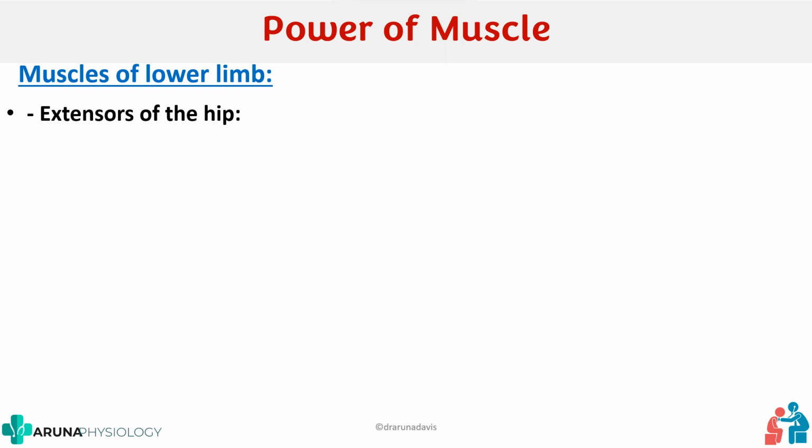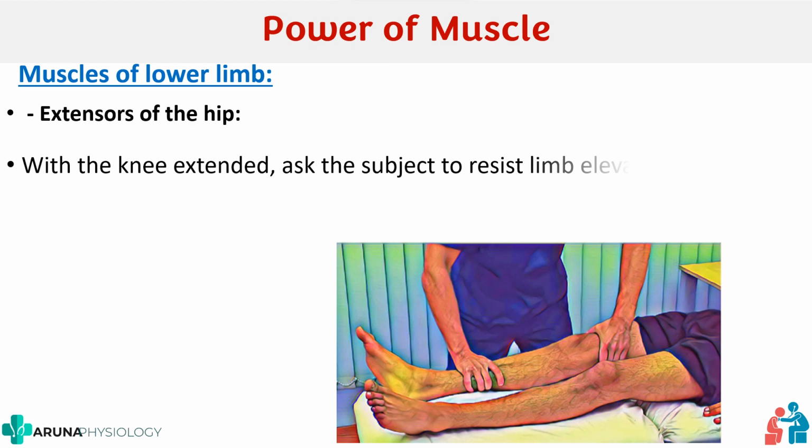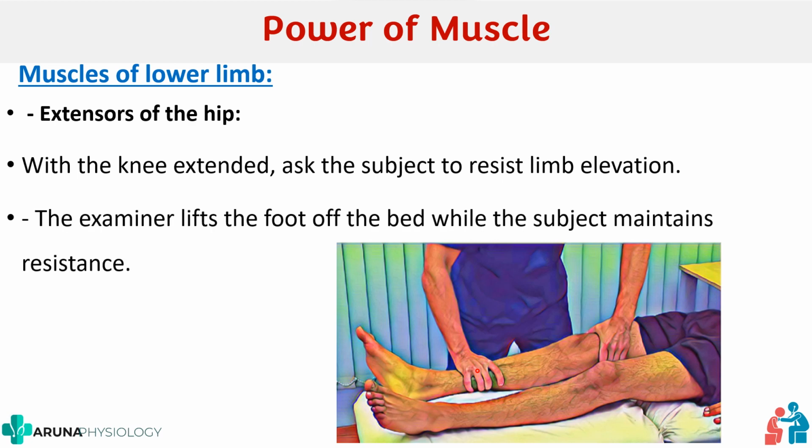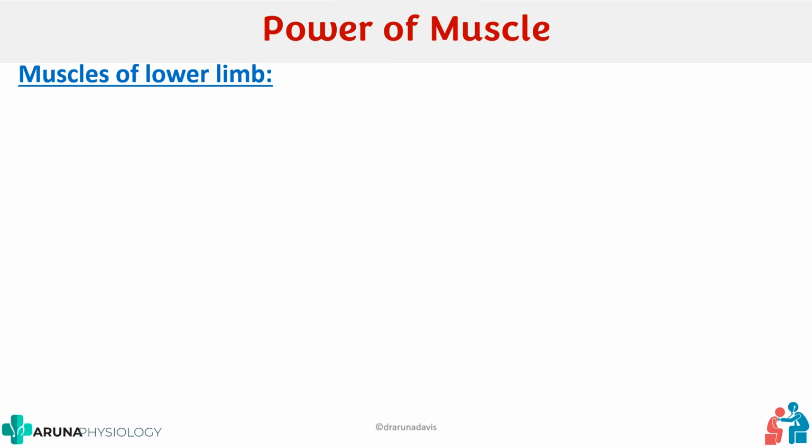So to test for the extensors of the hip joint, you can ask the subject to resist limb elevation. That means the examiner will try to pull the leg off the bed. Okay, here you can see that the examiner is trying to lift the leg off the bed, but the subject should resist that. So the examiner will try to lift the foot off the bed while the subject maintains the resistance. See, here the examiner is trying to lift the leg, whereas the subject is going to resist it. So that is how we will test for extensors at the hip joint.